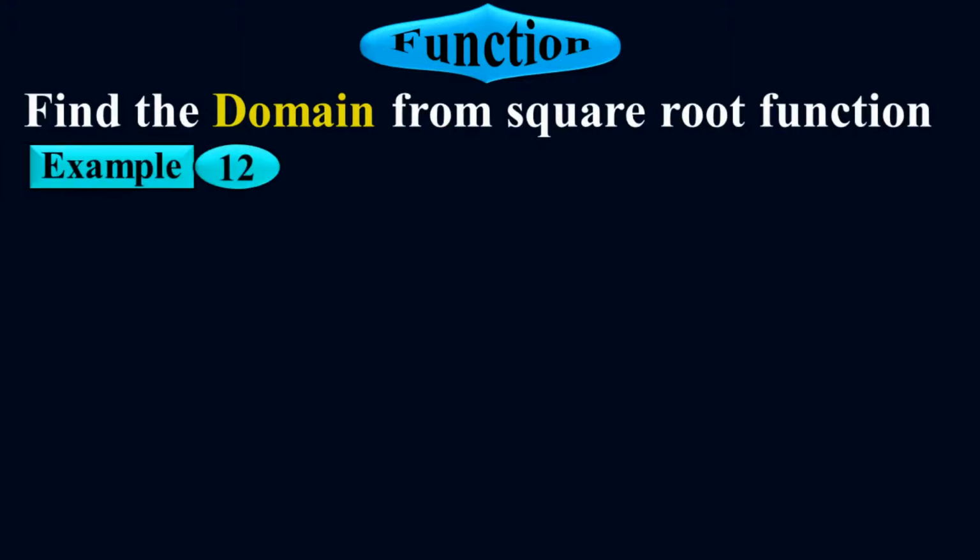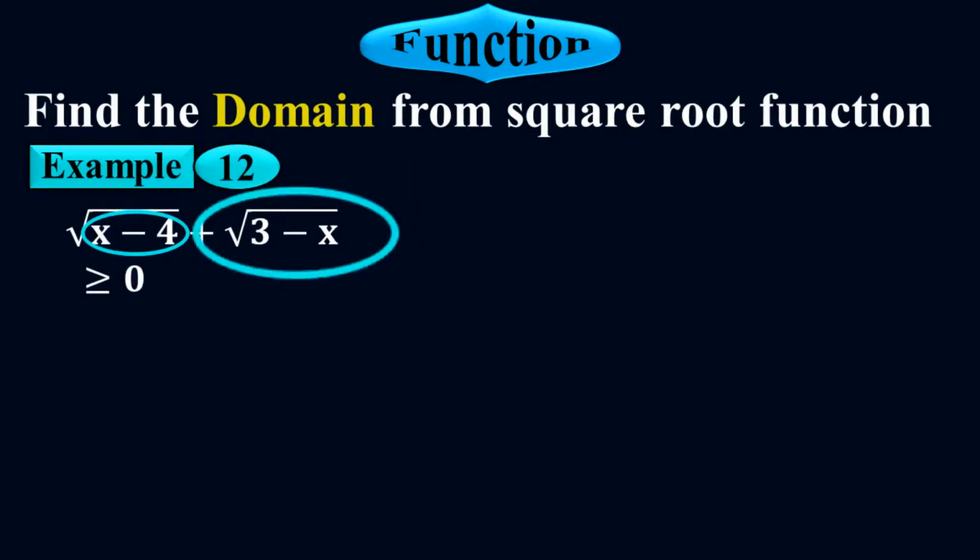Example number 12. Under the root x minus 4 plus under the root 3 minus x. It's a square root function, but it's not a fractional function. It's only a square root function. Anything inside the square root must be greater than or equal to 0. Same thing for here. It must be greater than or equal to 0. I should not have any negative number inside the square root.